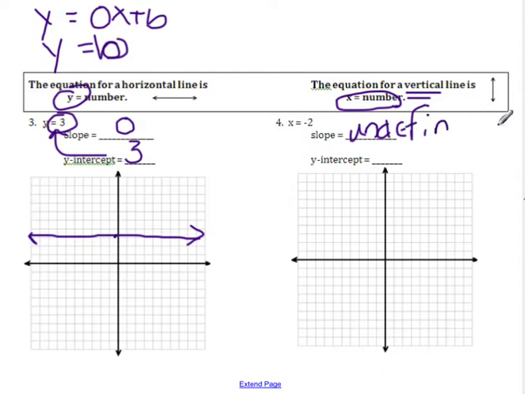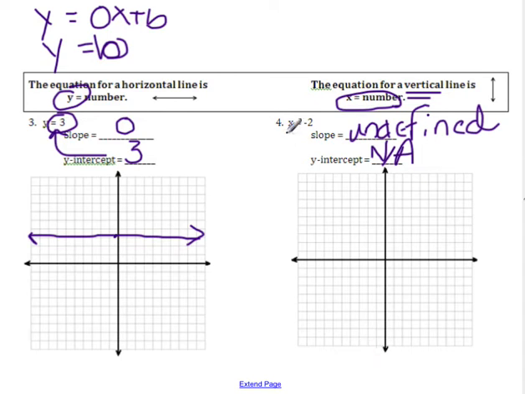Okay, so the y-intercept isn't going to exist because vertical lines are going to be parallel to the y-axis. So they're never going to cross the y-axis. So that's why there's no y-intercept. So let's take a look at plotting this.